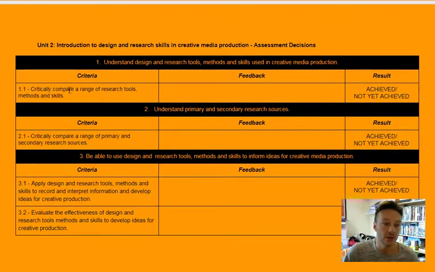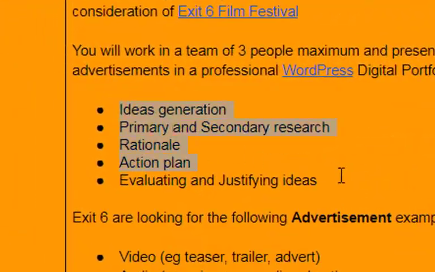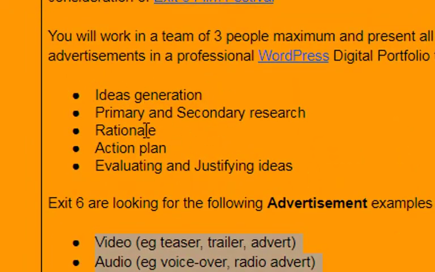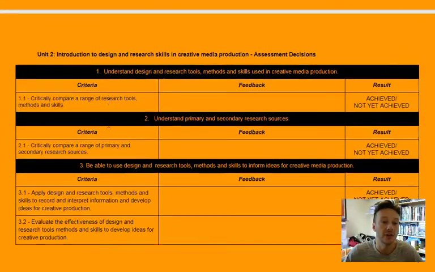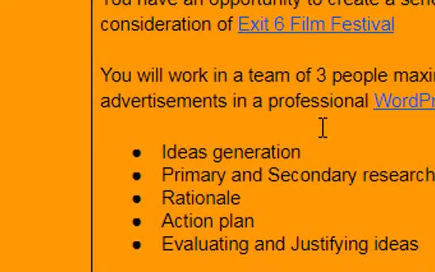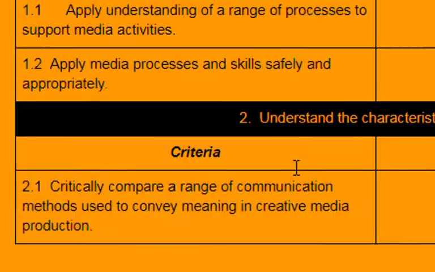For 1.1, again, critically comparing a range of research tools, methods and skills, if you've done what we've asked you to do, particularly in the research bit here, then you would have satisfied the criteria. Carrying out this research is crucial for Unit 2. If you've done this, then you would have satisfied the criteria here. For 2.1, critically comparing a range of primary and secondary research sources. That's why we've got this in the brief, you see. Primary and secondary research. And again, evaluating and justifying your ideas. How did they go? Be honest. It's okay if things go badly, as long as you reflect upon it and show us what you've learned.